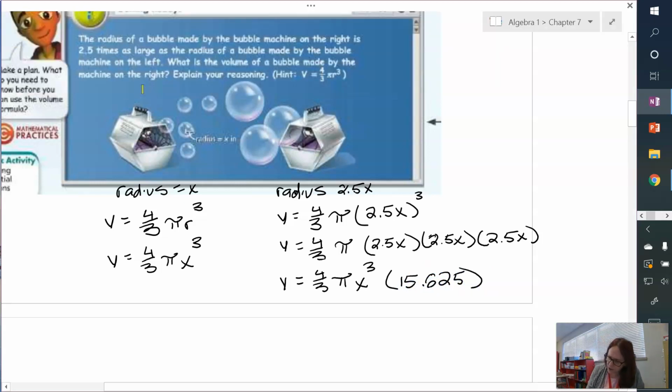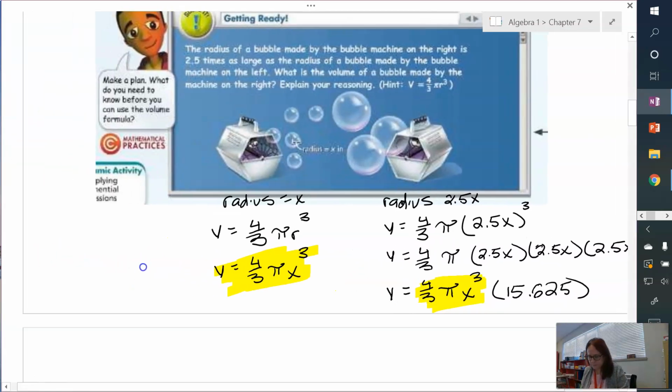So now take a look. The bubble machine on the left, the volume of that bubble is 4/3 pi r cubed. Here we have that same 4/3 pi r cubed. So the bubble machine on the right is going to make bubbles that are 15.625 times the volume of the other bubbles.